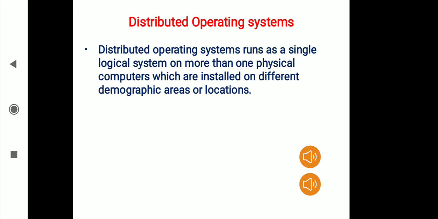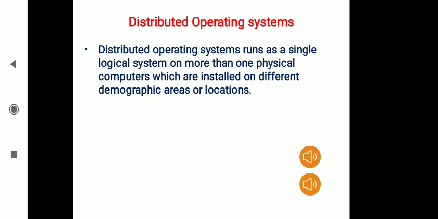The next type of operating system is the distributed operating system. The distributed operating systems, as the name implies, is that operating system which can be distributed on more than one physical computers installed at different demographic areas. Say for example, if you have 7 computers connected in different areas of a particular city, and then they form a network of 7 computers, then one particular operating system can be distributed in each of these 7 computers which are connected with each other.